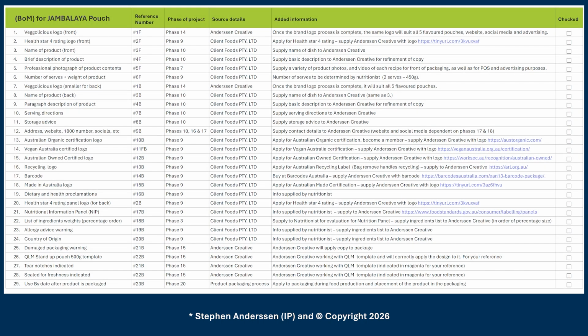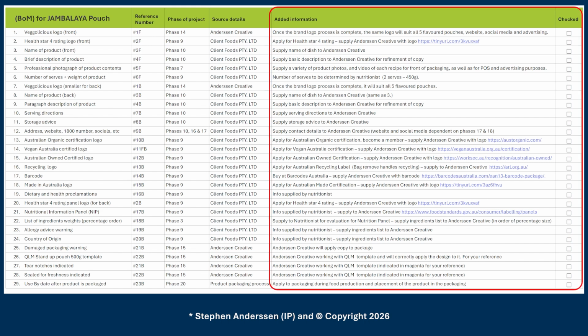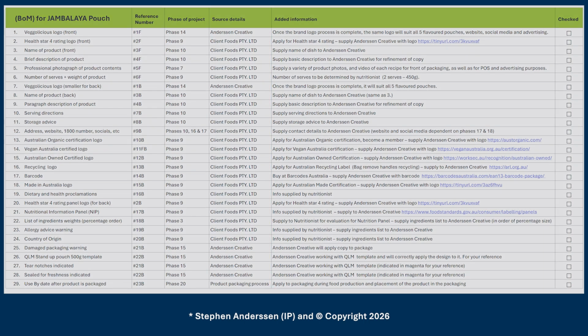The other half of the bill of materials is the table where it shows every numbered part of the package. They all have reference numbers and a phase of the project, and also the source details, meaning that some of these elements are assigned to Anderssen Creative and some of these elements need to be provided by Client Foods Proprietary Limited. There's also added details to help with the information flow between both parties.